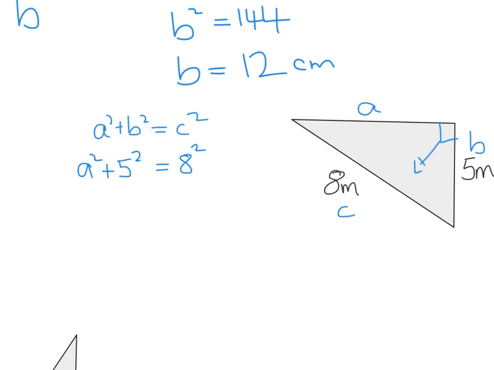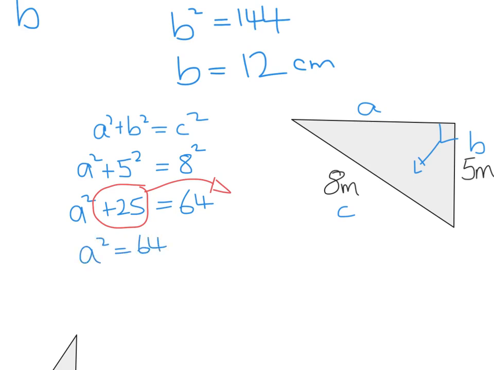Now, I'm just going to expand it out. So A squared will remain the same. 5 squared becomes 25, and 8 squared becomes 64. Okay, now again, I'm going to take this plus 25 and move it away from the A squared, so A squared is all by itself. So I'm going to swap side, swap sign. That means that we are left with A squared equals 64 minus 25, so A squared equals 39.